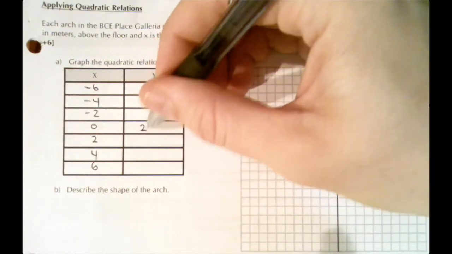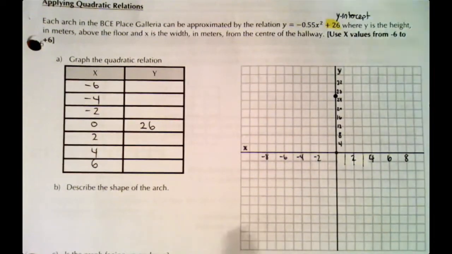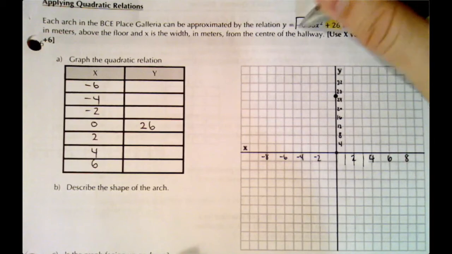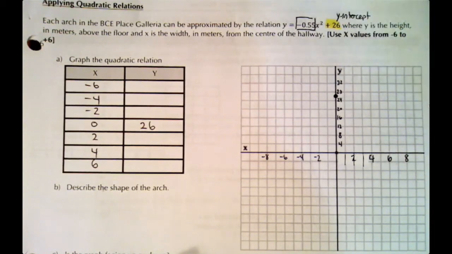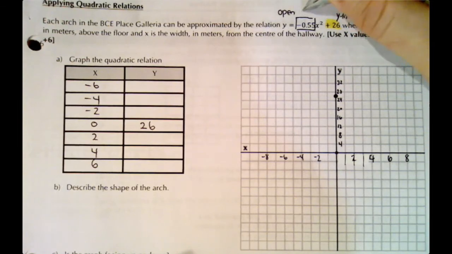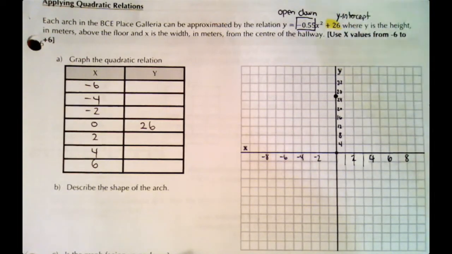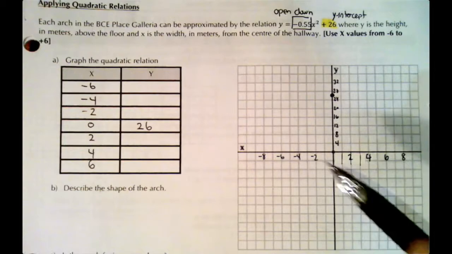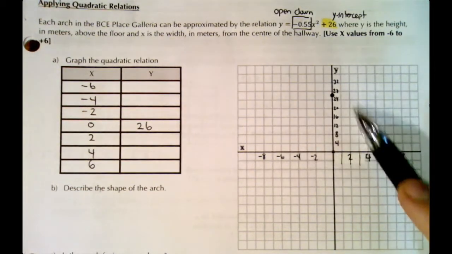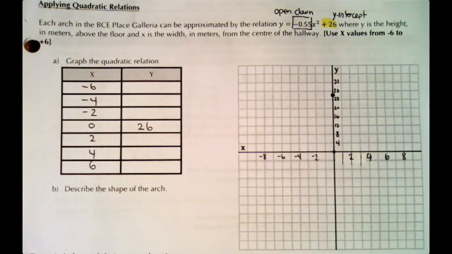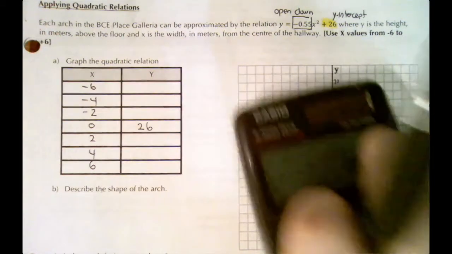Not -26, 26. And if we look, the number in front is negative. What's that tell us about our parabola? Well, it tells us that it's going to open down. And if you think about an arch, arches usually start low, go up, and then come down. So we're going to have something that looks like that. It's just nice to take what we've learned and apply it to an application question so you can get an idea as to what the picture might look like. So now we just need to use the equation to come up with the rest of our y values.